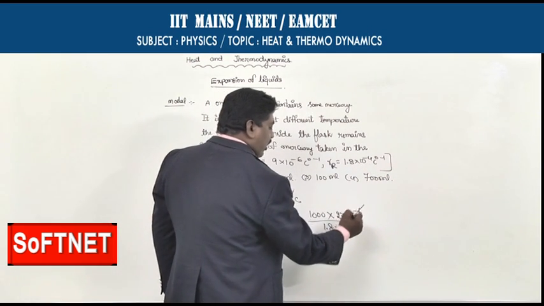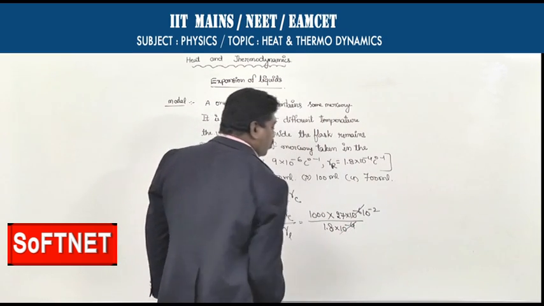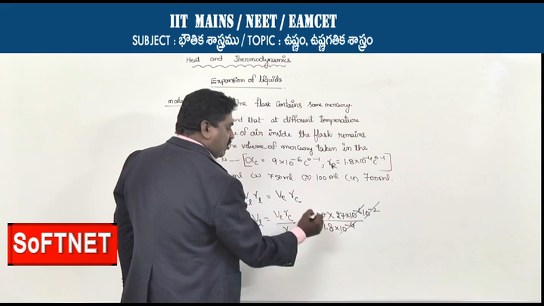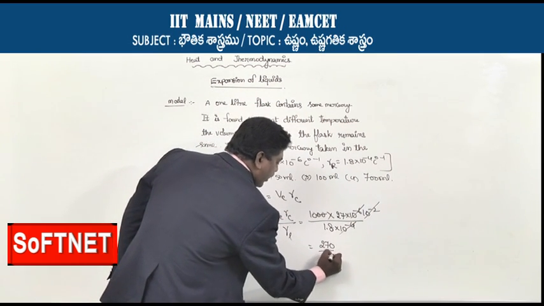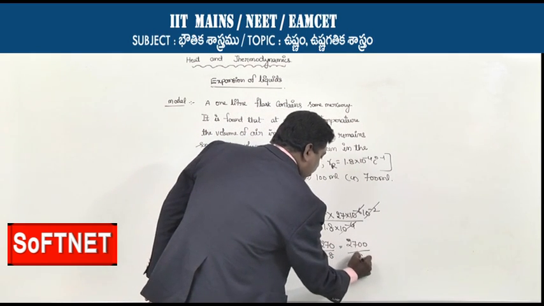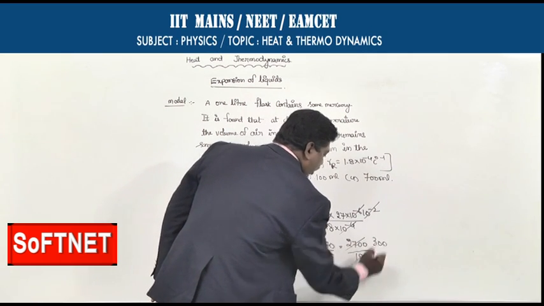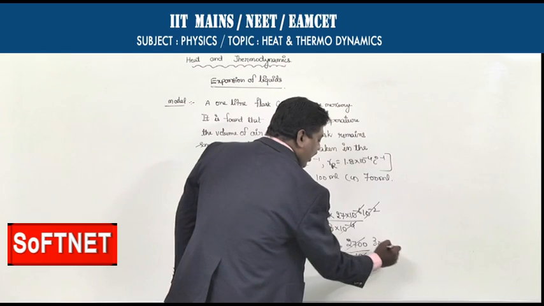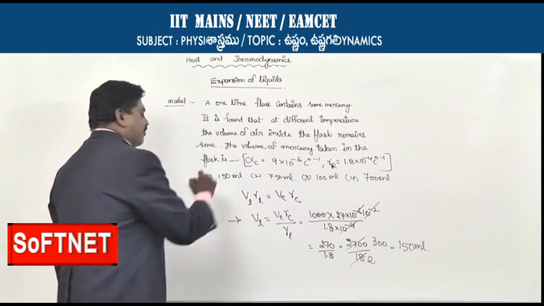Then cancelling 10 power minus 4 with 10 power minus 6, we remain with 10 power minus 2. 10 power minus 2 cancels off with 2 zeros, then we are having 270 by 1.8, or 2700 by 18. We are having 9 twos are 18, then 9 300s are 2700. 300 by 2 will give us 150 ml, which is our first option.